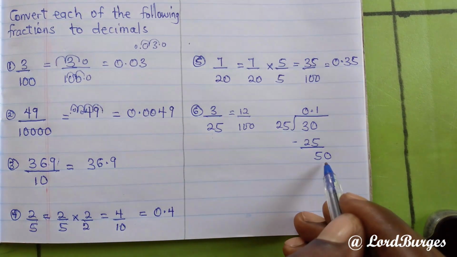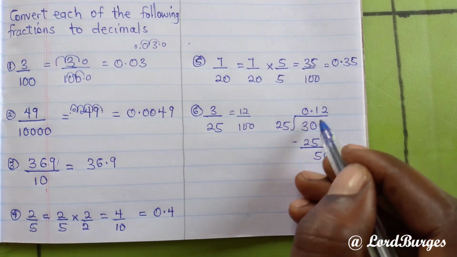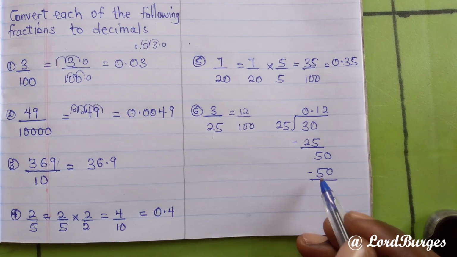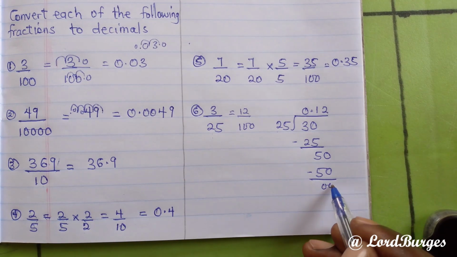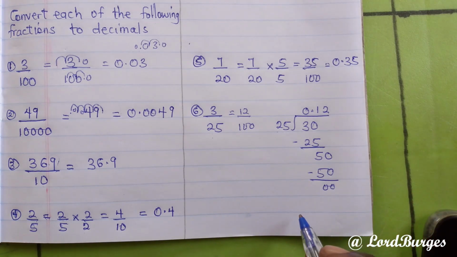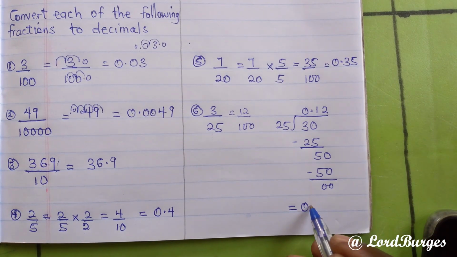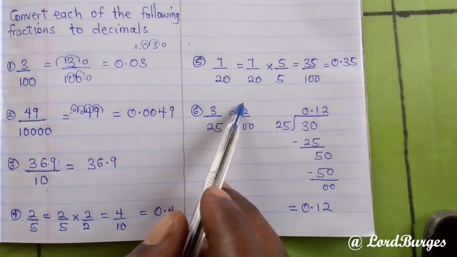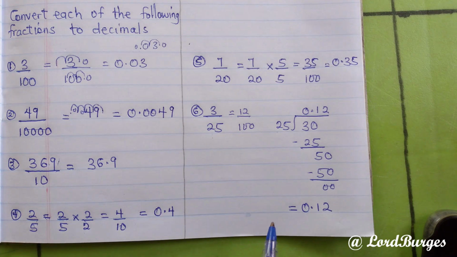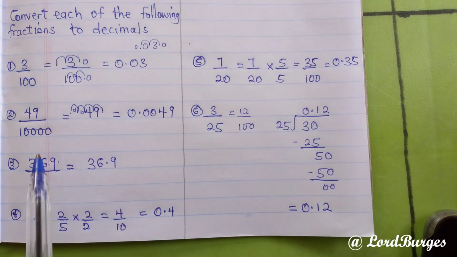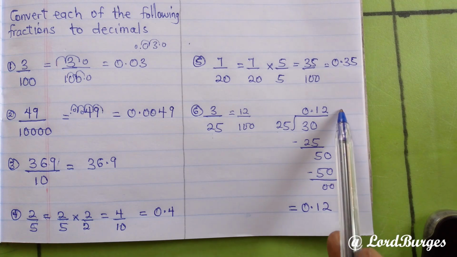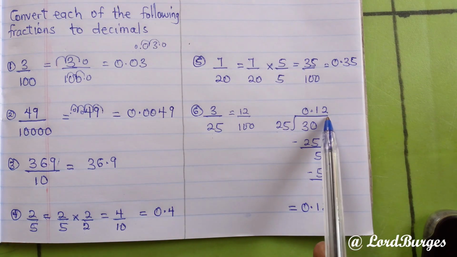How many 25s are in 50? Which is 2. 25 twice is 50. If I subtract, I will be left with 0. So my final answer becomes 0.12. The same as what we would have gotten if we skip backward. But the surest way of changing fractions to decimal numerals is the use of the long division.